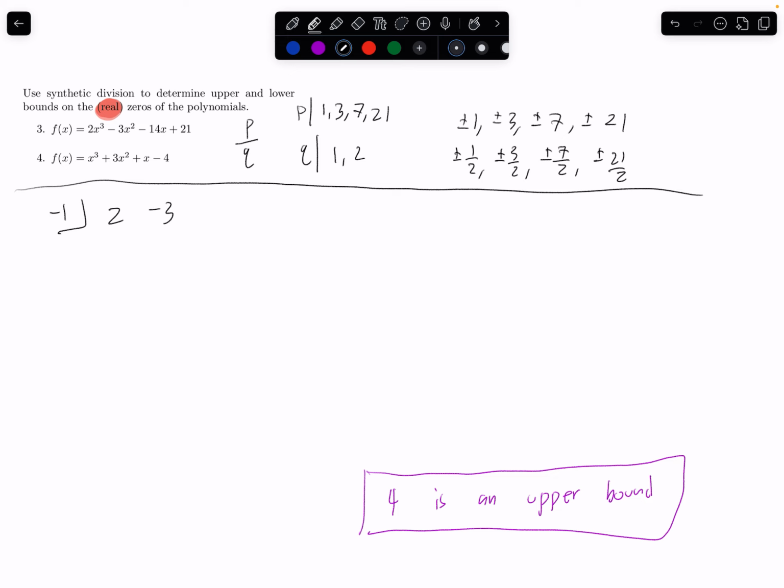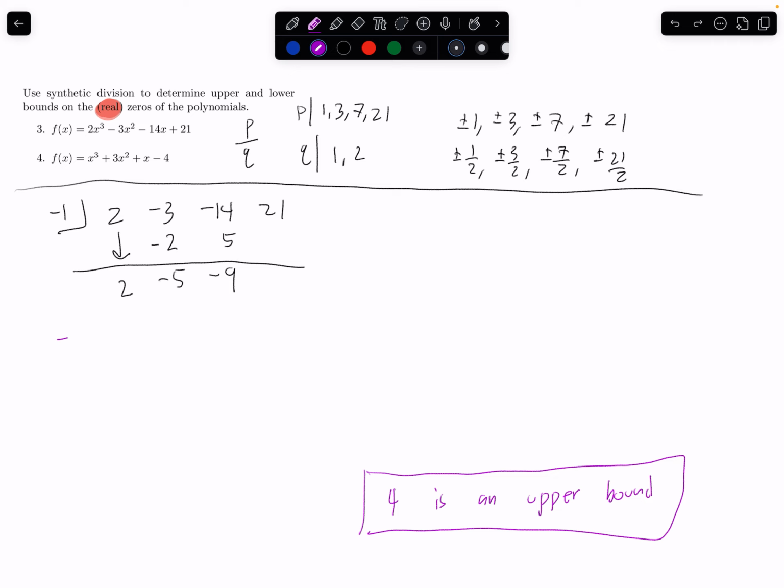2, -3, -14, 21. 2 comes down. 2 times -1 is -2. Add those together, I got -5. -5 times -1 is +5. +5 plus -14 is -9. And okay, already I see I did not alternate signs, so I'm just going to stop already. Which is maybe something I should have done last time.